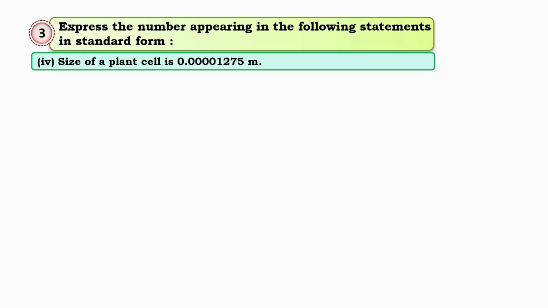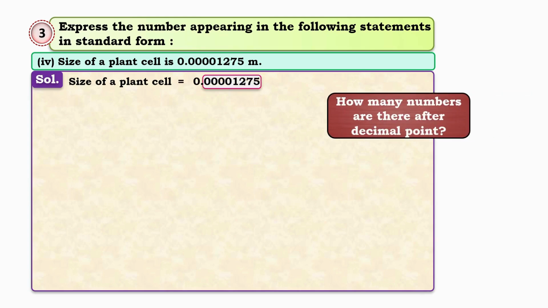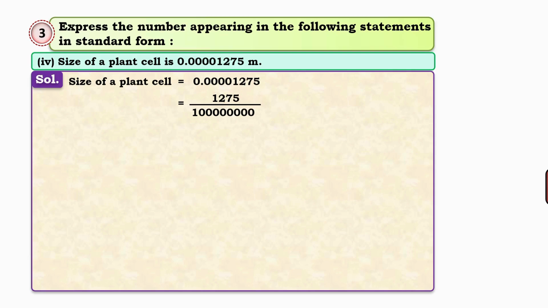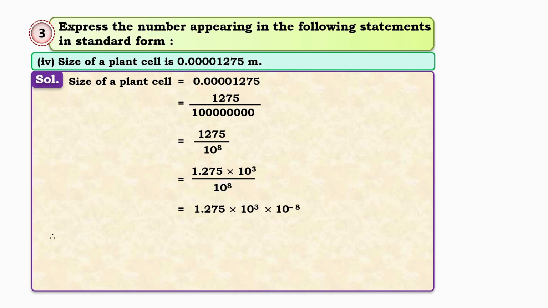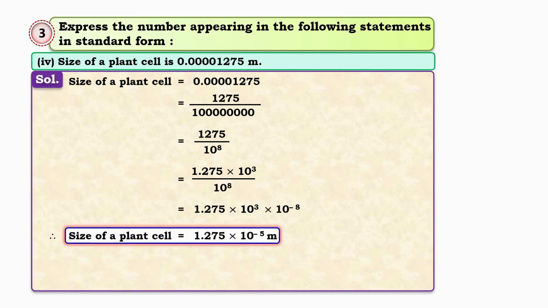Now another problem, size of a plant cell is this. Now you have to convert it into standard form. First we need to count the total numbers after the decimal point. We have 8 numbers. So 1275 by 10 to the power 8. Now 1275 in standard form will be 1.275 into 10 to the power 3. Now apply the law and we will get the final answer in the standard form. So this is the final answer.